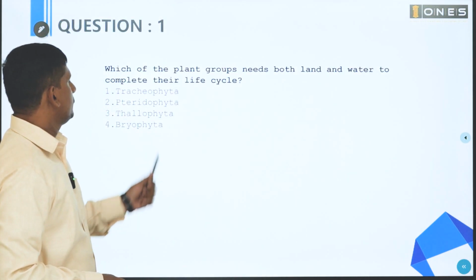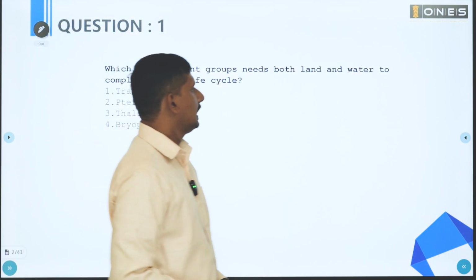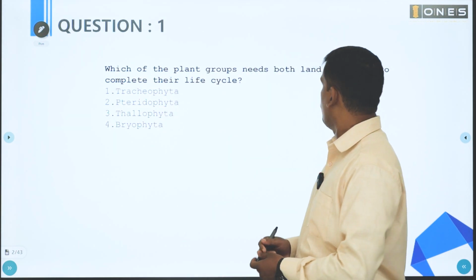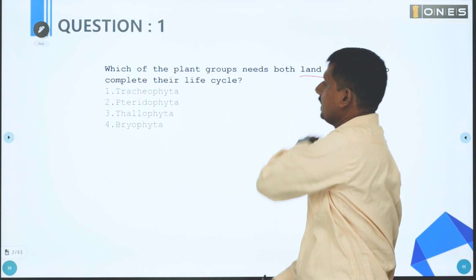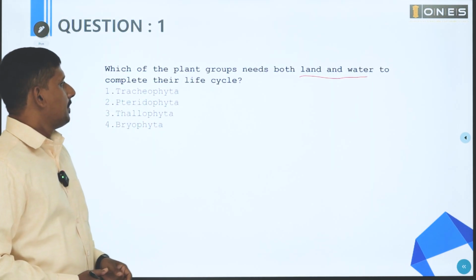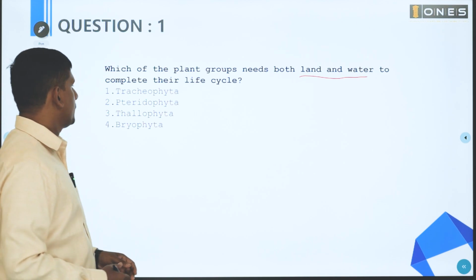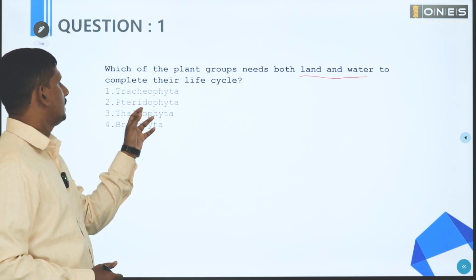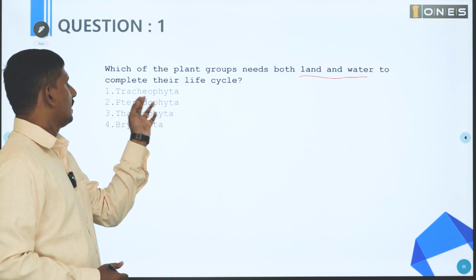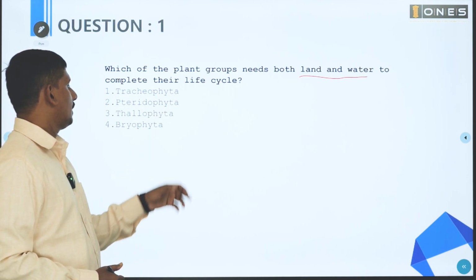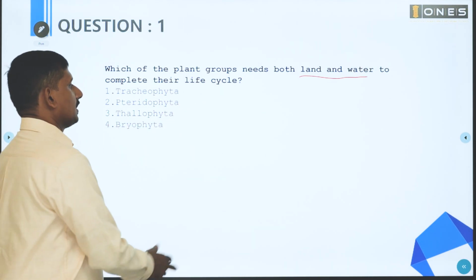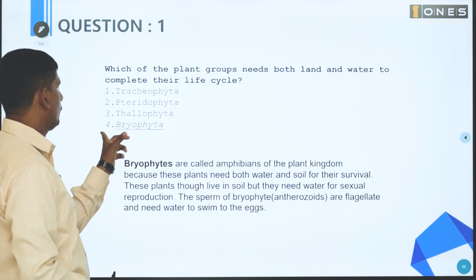So, the first question is, which of the plant groups needs both land and water to complete their life cycle? That is, both land and water, like an amphibian. The options are Tracheophyta, Pteridophyta, Thallophyta and Bryophyta. So, which of these needs both land and water? The answer is Bryophyta.